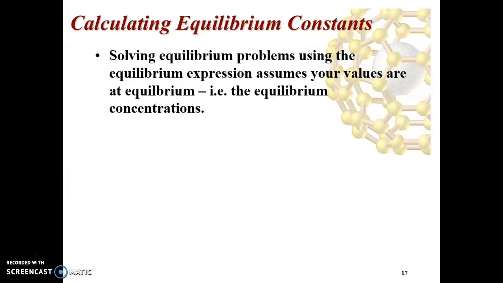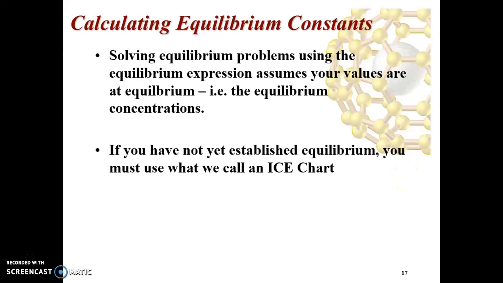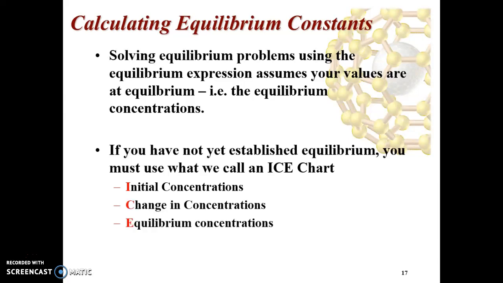So shifting gears a little bit, when we calculate the equilibrium expression, what we're really doing is using the equilibrium concentrations. You have to know how much you have once equilibrium is established in order to get the equilibrium constant. However, what if you don't have the equilibrium concentrations? What if, like under a typical situation, you have starting materials and that's all you have? What you're going to need to do is use something called an ICE chart. ICE stands for initial concentration, change in concentration, and equilibrium concentration.